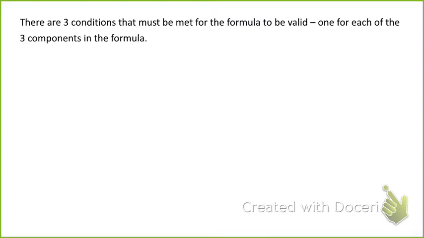okay? So here's the formula again. P hat plus or minus the Z star critical value times the square root of p hat 1 minus p hat over n. So that's the formula for us to calculate and create a confidence interval. Each piece of this has a condition attached to it, and that's what we're going to go over now.